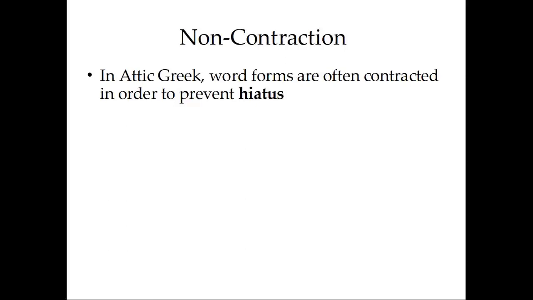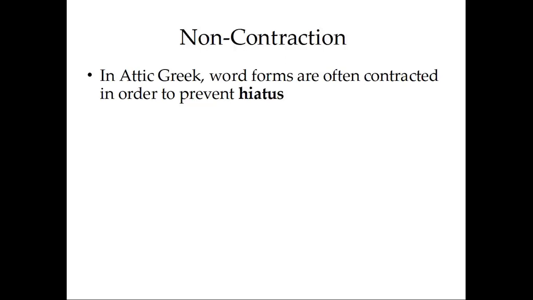Non-contraction. In Attic Greek, word forms are often contracted in order to prevent hiatus. We've seen this in several different cases. We've seen this with contracted adjectives, chruseos, for instance. We've seen this with contracted verbs like poiein, the infinitive of poieo, that gets contracted to poiein. We've also seen it with the Attic declension in general.